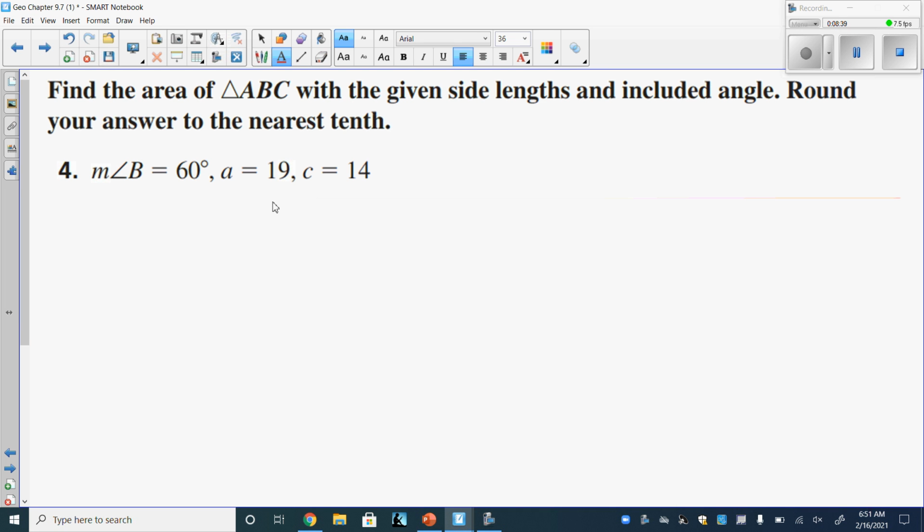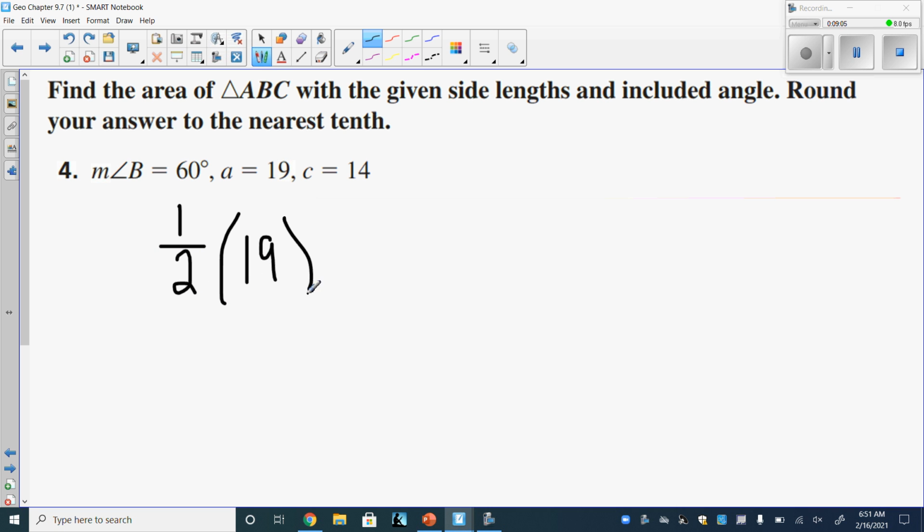Okay. So looking at this here, we're given two sides and the angle in the middle, ABC. Well, we have AC and angle B. That would be correct. So we can go on and plug this in. We would have 1/2 of 19 times 14 times sine of 60 degrees.